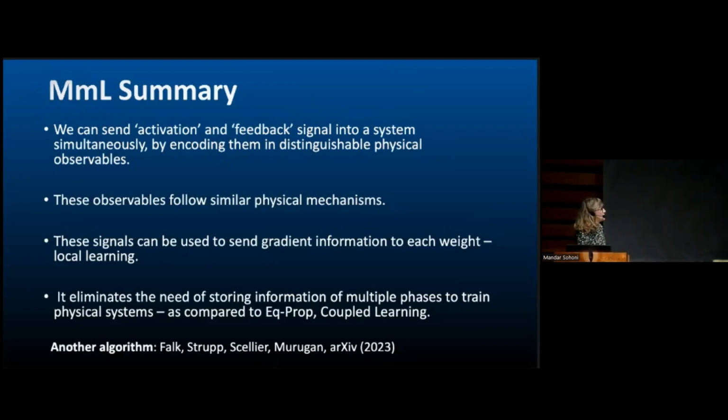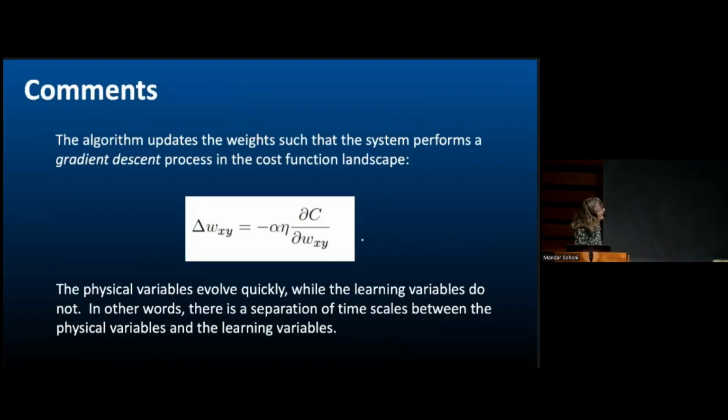The signals can be used to send gradient information via a local update rule. Maybe I should emphasize that the update rule is local, and it eliminates the need of storing information in multiple phases, in terms of the free and the clamped. So that's a nice advantage. And then there's another algorithm that just came out recently that Martin gave a wonderful talk on, circumventing the need for two copies, that involves some non-equilibrium memory element in terms of updating the dynamics at the synapses. So I encourage you to look at that as well.